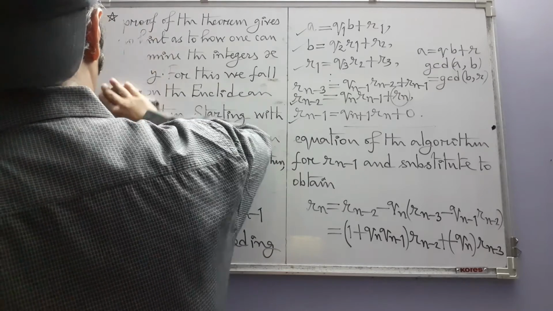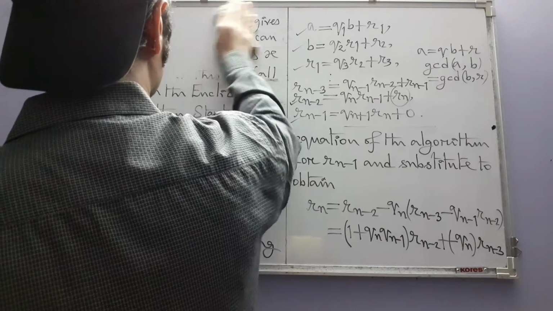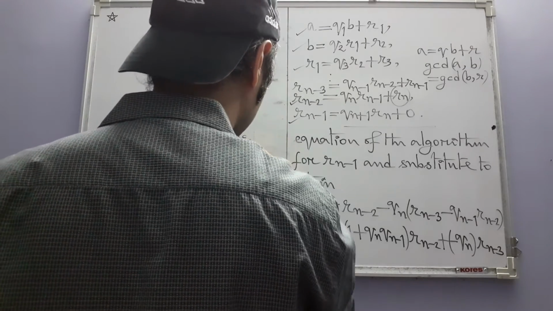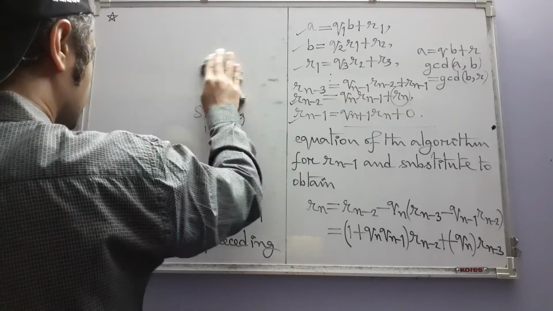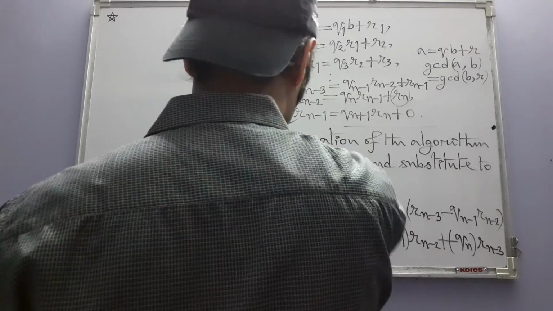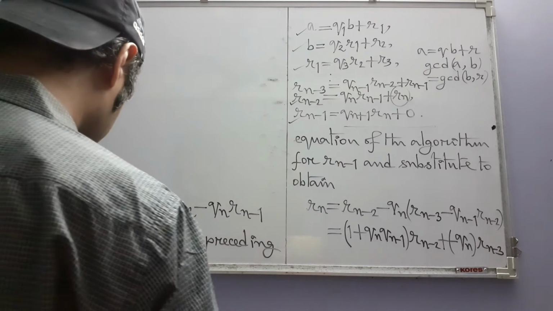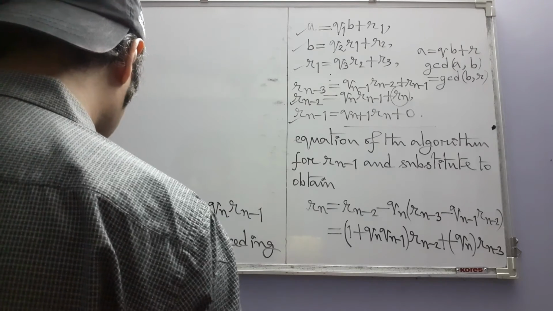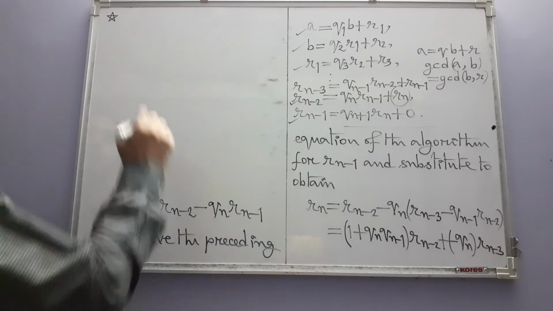In this general form of these equations, it may be somewhat difficult to see what is really going on. I mean, mechanically we are seeing that we are going through some calculations, but all these things will be clear only when we see an example which is coming. Anyway, completing this thing, this represents Rn as a linear combination of Rn minus 2 and Rn minus 3.